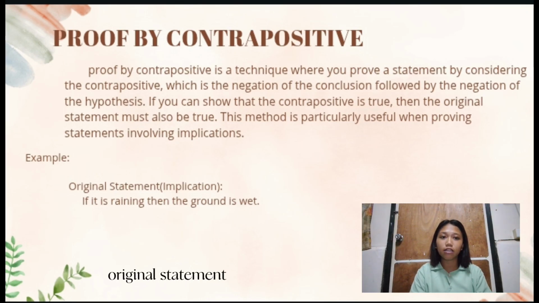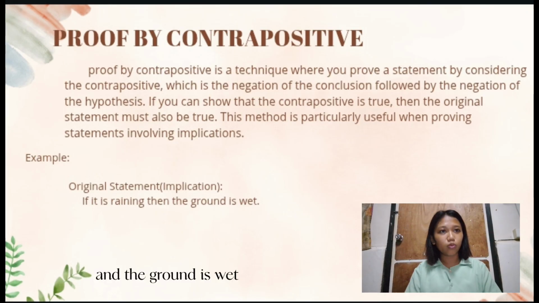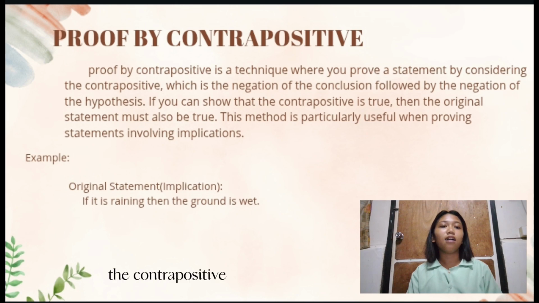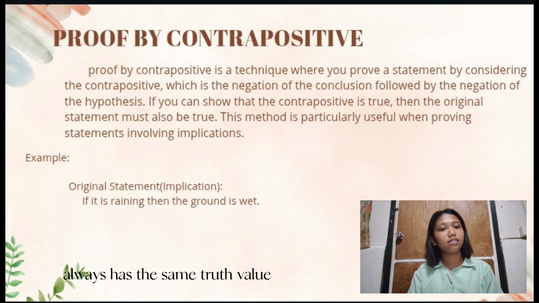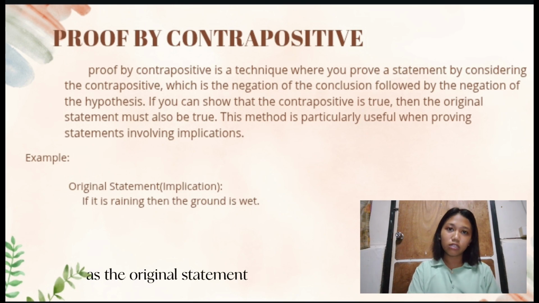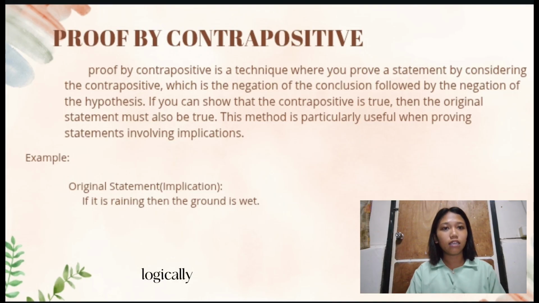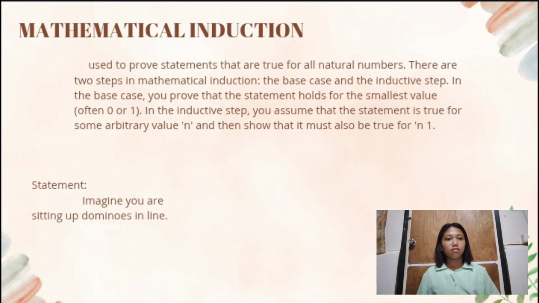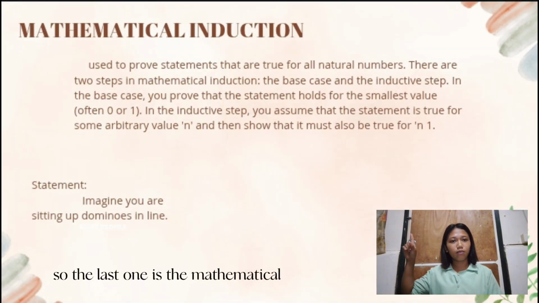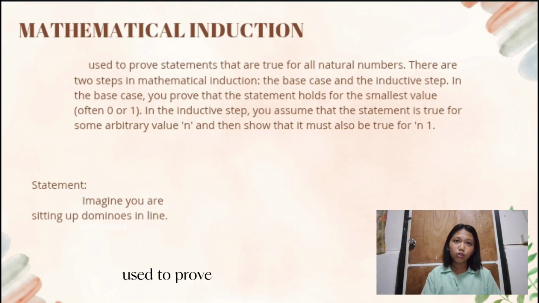Example, original statement using the implication: if it is raining, then the ground is wet. Symbolically, P implies Q, where P is it is raining and Q is the ground is wet. The contrapositive: if the ground is not wet, then it is not raining. Symbolically, the contrapositive always has the same truth value as the original statement. They're logically equivalent.